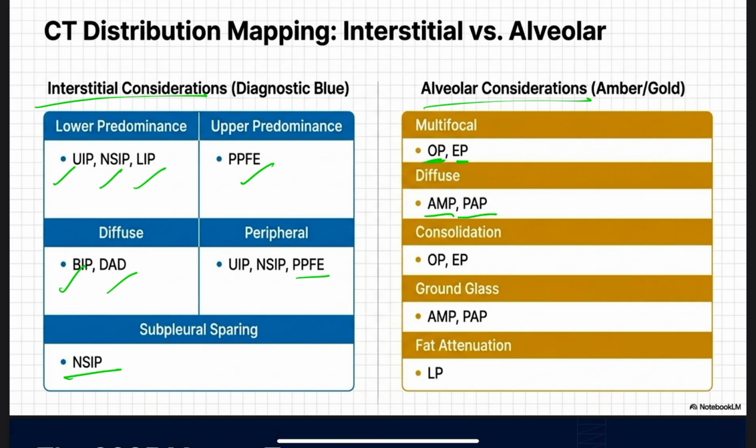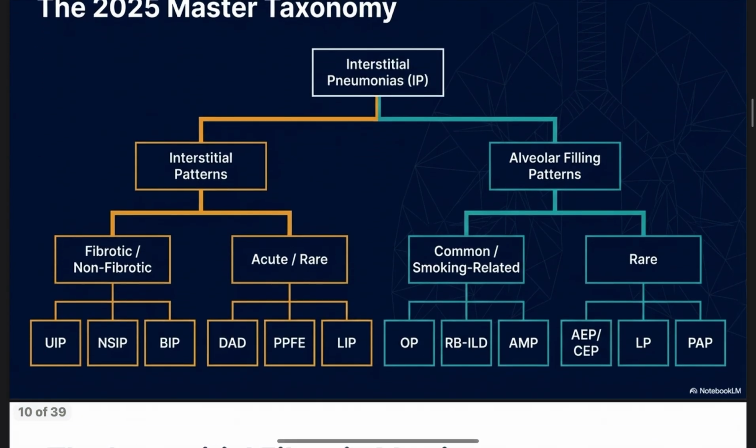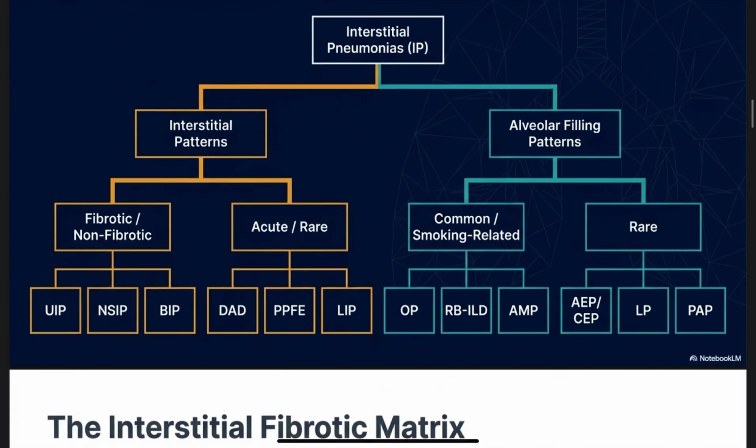PAP, pulmonary alveolar proteinosis, organizing pneumonia and eosinophilic pneumonia can present like a consolidation also with GGOs, and fat attenuation in lipoid pneumonitis. Everything is an alveolar filling pattern. So this is the broad classification as we told: interstitial pattern, alveolar filling pattern.